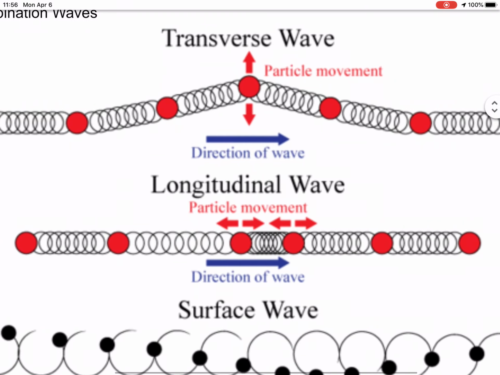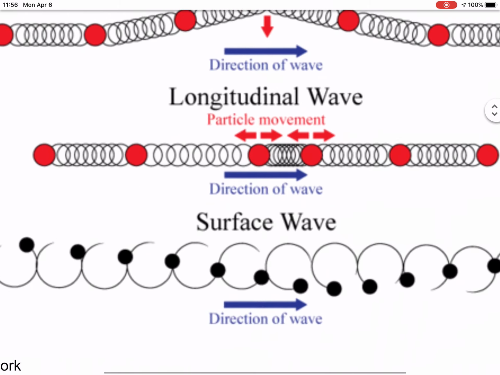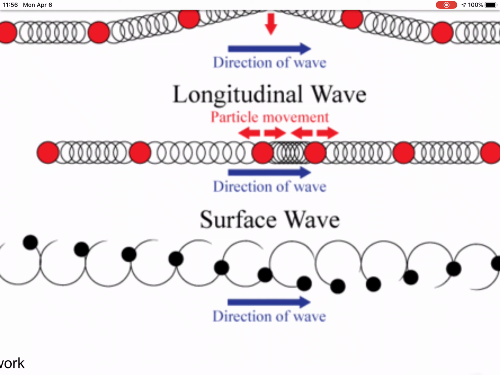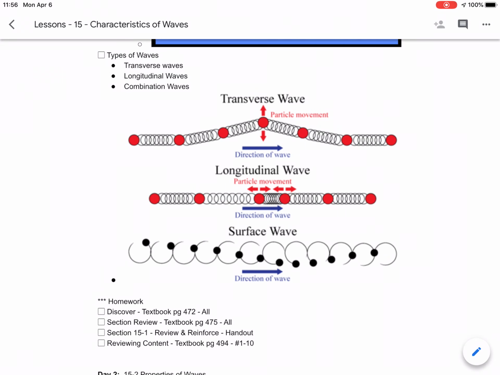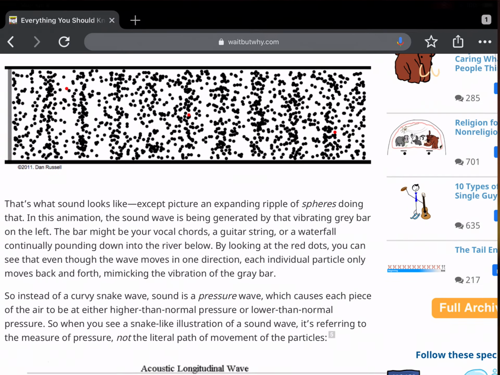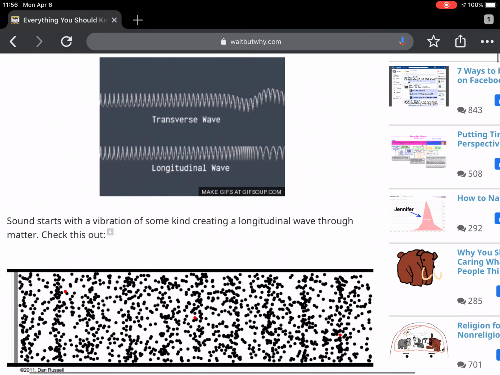Another style of wave is called a longitudinal wave, where the particles compress and relax. It's like holding a slinky, and you hit it, the slinky compresses and relaxes and compresses and relaxes. That's a longitudinal wave. And the other one's called a surface wave, a combination of both longitudinal and transverse. We'll show you those in a little bit, but let's go look at some pictures of these particles.